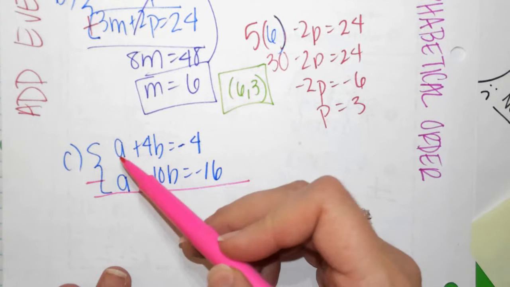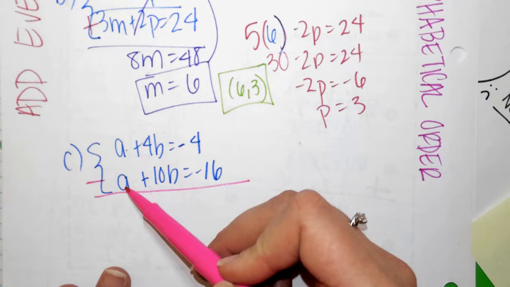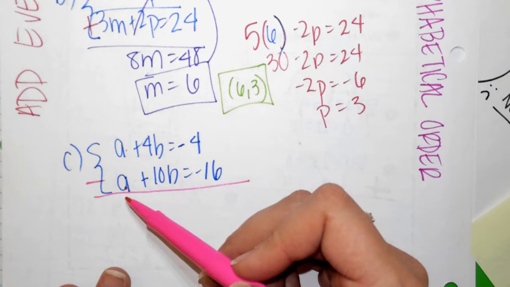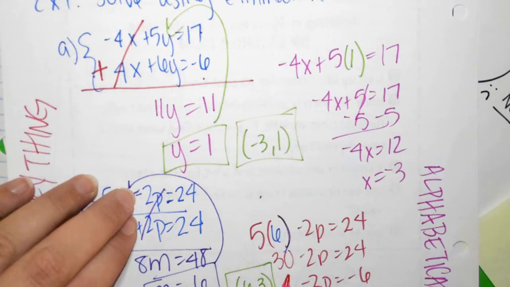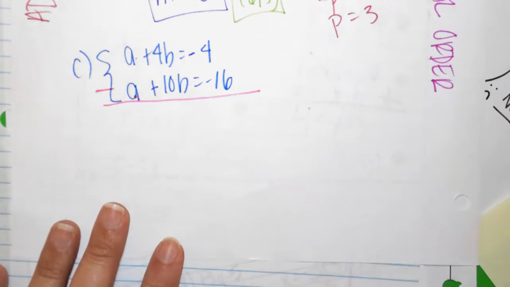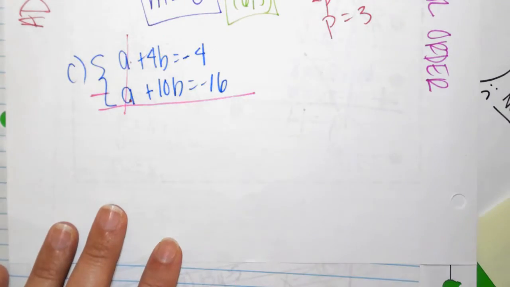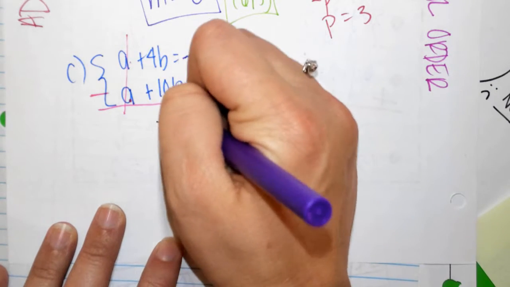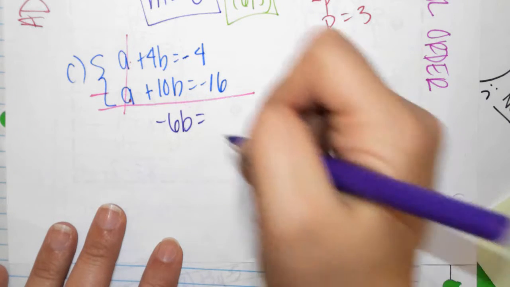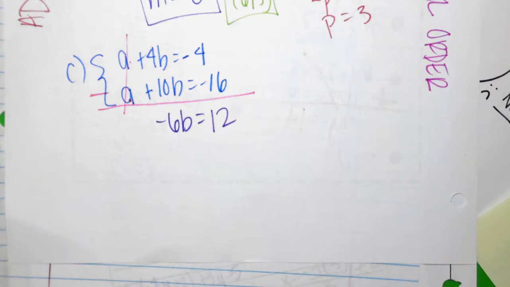Okay. We have same sign. But this one had the same sign. We had it. Which one? The one we just did. Those are opposite signs. Alright, so we subtract. A minus A is eliminated. 4 minus 10 is -6B. Awesome. -4 minus -16 is 12. Take a point, Curtis.